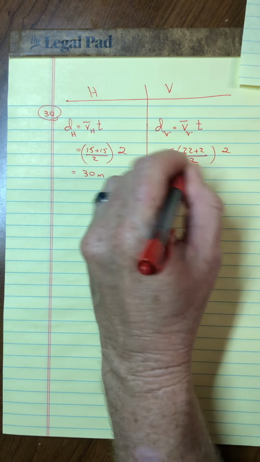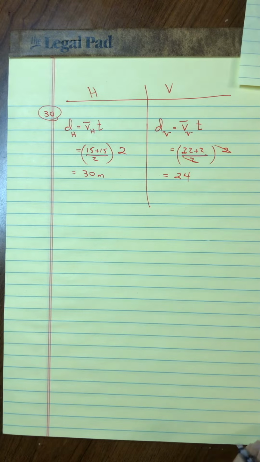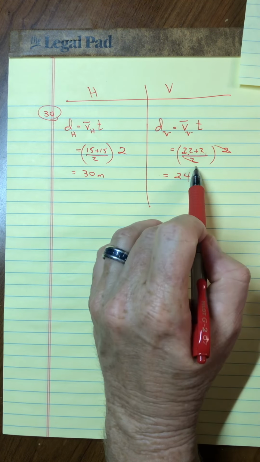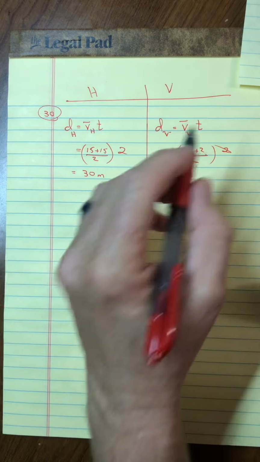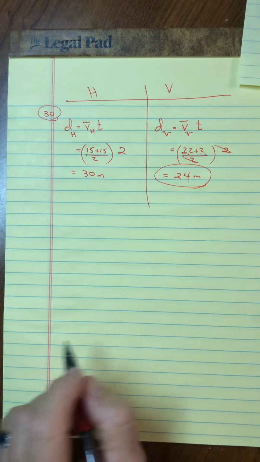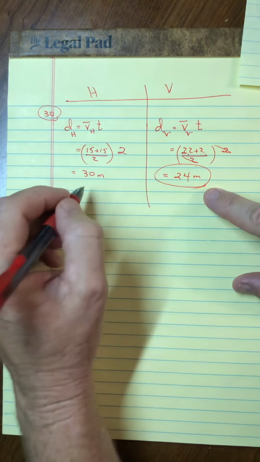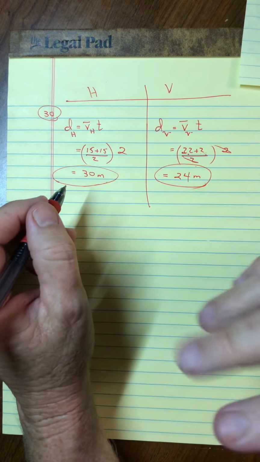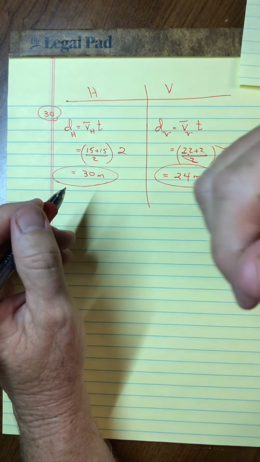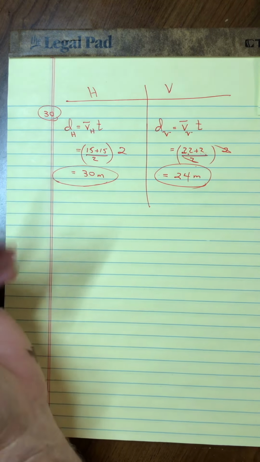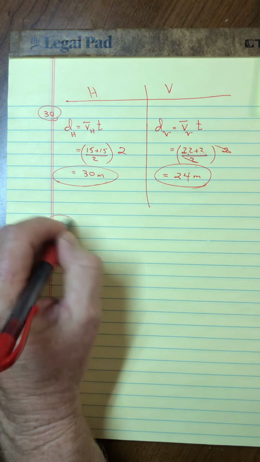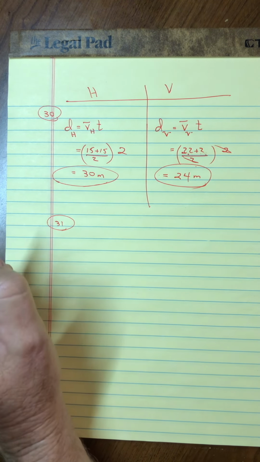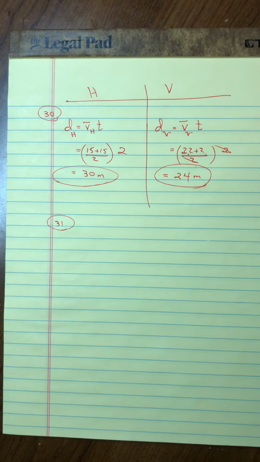You can kind of see the 2's would cancel off here. Or you can go 24 divided by 2 is 12. 12 times 2 is 24. So it's going to be 24 meters high at this point. So it's 24 meters high, and it's 30 meters over, and it's almost reached the top of its path before it's going to start coming back down. So hopefully, again, that was helpful.